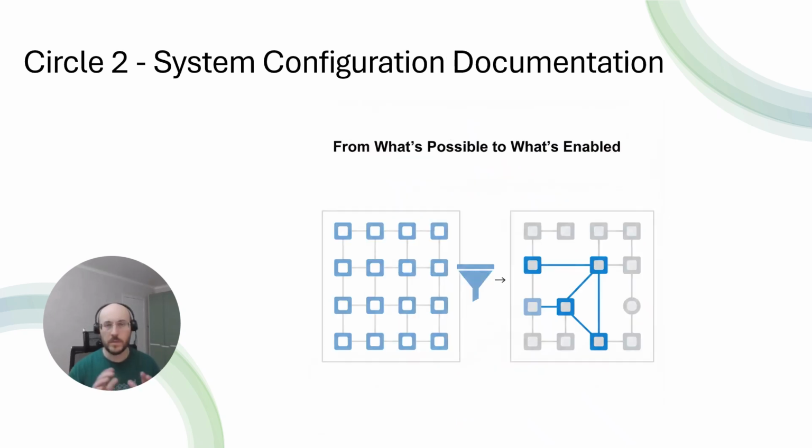Next, we have the second circle, system configuration documentation. Let's say your architecture can support 10 different payment providers. That's great. But what if your current deployment only uses 2 of them? This documentation layer acts like a filter. It tells the AI what's actually configured and enabled, so it doesn't waste time exploring paths that aren't even used.